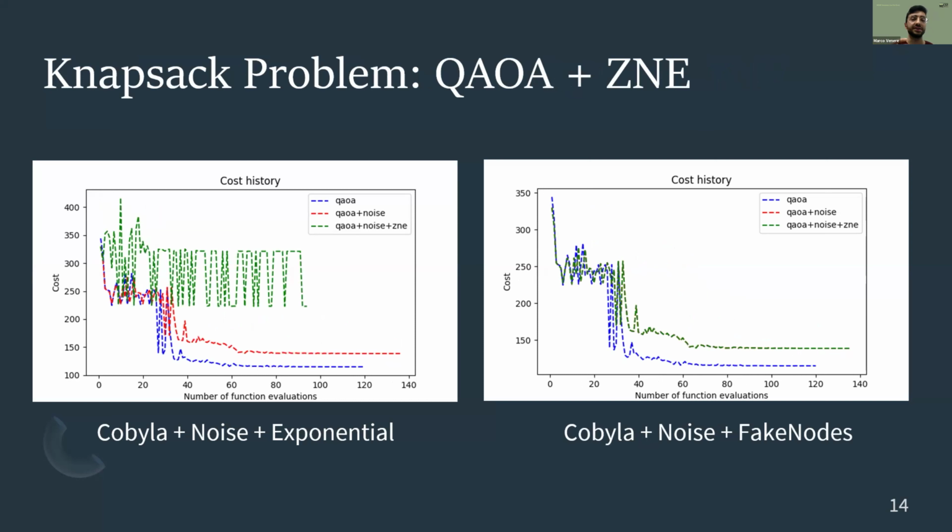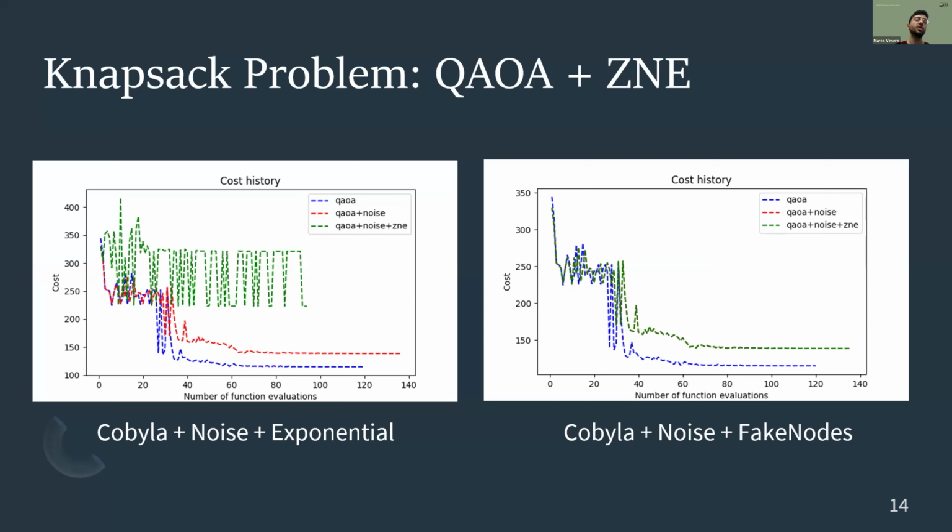After doing the extensive exploration of the parameter space, we found that COBYLA is the best solver. We apply noise, and we see what happens when the zero noise extrapolation is performed by using the exponential extrapolator and the fake nodes extrapolation. As you can see, the exponential extrapolator does not really follow the trends of OpenQAOA. Indeed, after modifying the parameters, the optimizer gets stuck in a local minimum, which is way less efficient than the local minimum found by the noisy OpenQAOA.